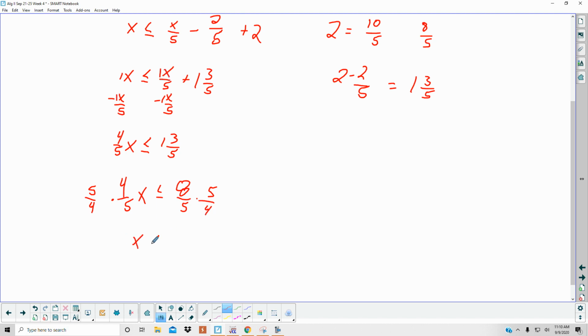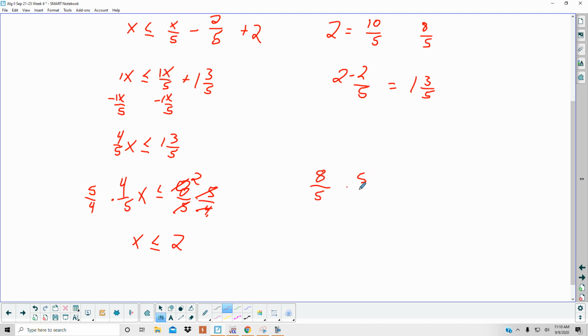So x is less than or equal to, the 5's cancel out, and the 4 reduces. So in this mess, what's left is just a 2 on top. So it's just a 2. I think that got kind of messy. Let me change colors just so it's a little more clear.